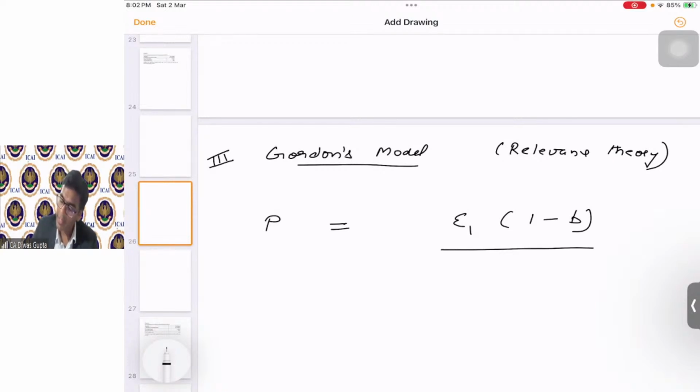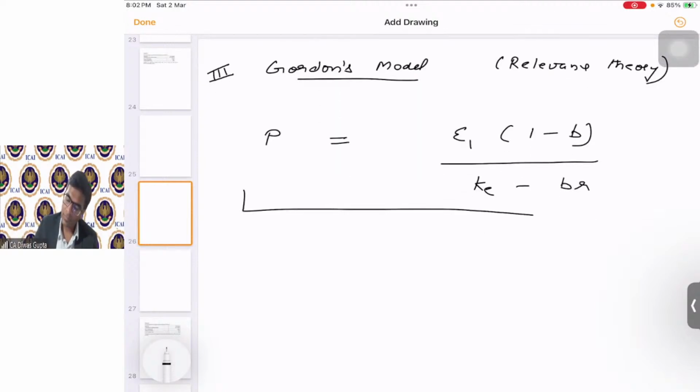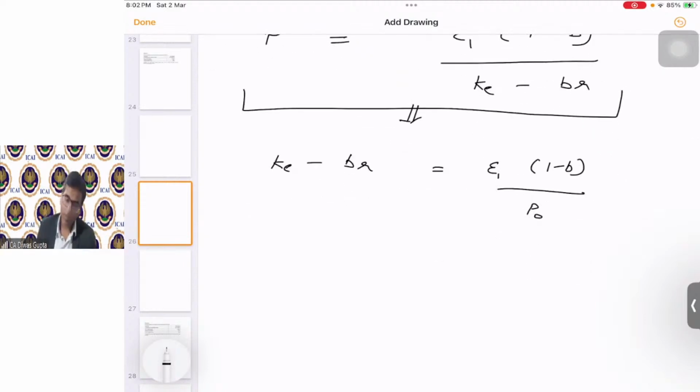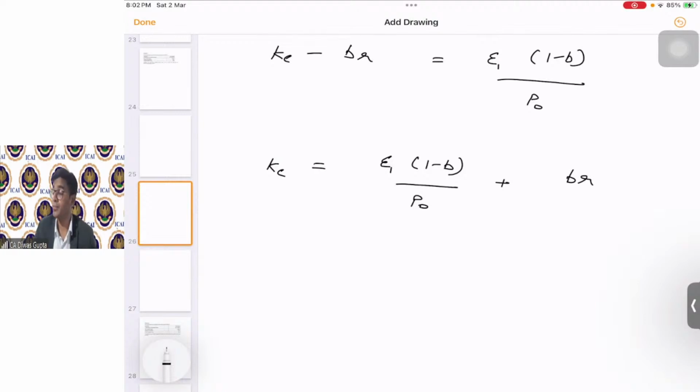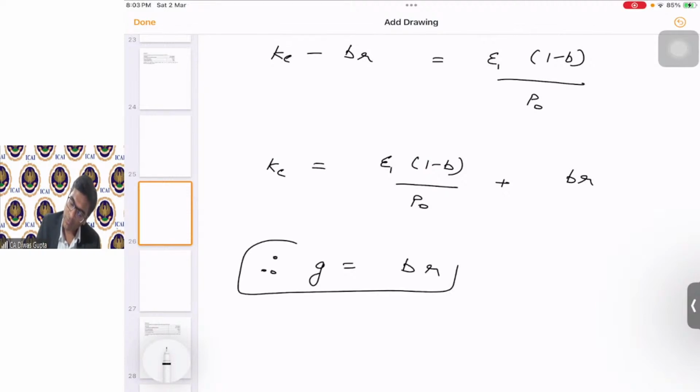B is the retention ratio. Whole divided by KE minus B into R. So this becomes KE minus BR is equal to E1 (1 minus B) divided by P0, right? And hence cost of equity becomes E1 (1 minus B) divided by P0 plus B into R. B into R was what? Growth. Students, remember, growth was BR, right? Please don't forget this.